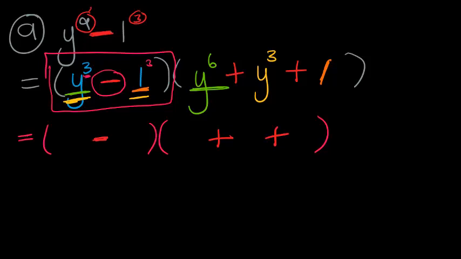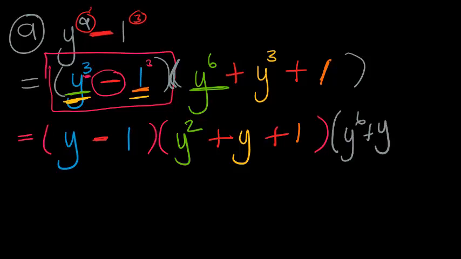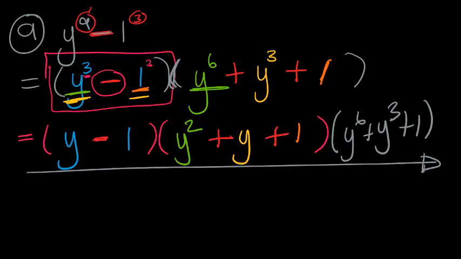Then I'm going to say the cube root of y cubed is y, the cube root of 1 is 1. Then I'm going to say the square of y is y squared, the square of 1 is 1, and then y times 1 is y. So this here is the pink bracket. Do not forget the gray. So we're just going to put the gray one there, y^6 plus y cubed plus 1. And that, ladies and gentlemen, is your final answer. You cannot simplify any more than that.